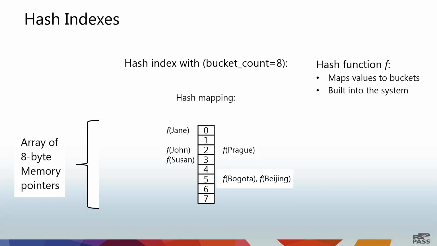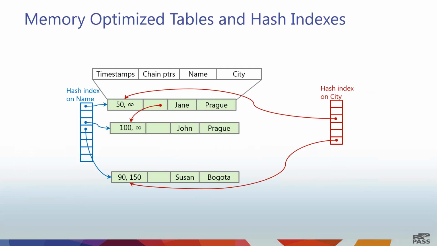So let's go to the next slide, memory optimized tables and hash indexes. So this is a view of a table that has two hash indexes. In this case we have a hash index on name and a hash index on city. In this particular example, the name Jane is hashed to the first bucket of the hash index on name. The name John is hashed to the third bucket, and the name Susan to the fourth bucket. So this is pretty straightforward, these pointers. And then also you see there's only one row in each of these buckets.